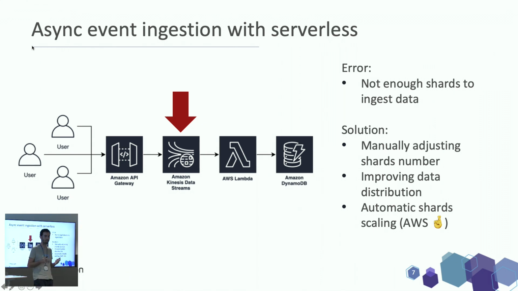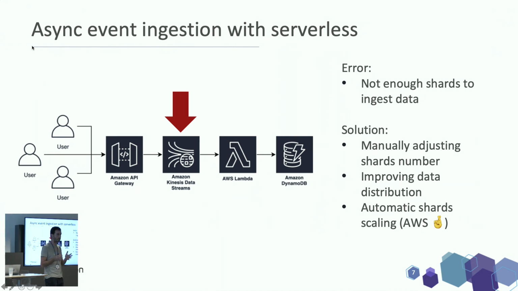Also, we can improve the distribution. For those of you who aren't familiar, when you put a record to a Kinesis, you choose a partition key. This partition key will derive the right shard that you're using. So if you're not doing it right, it happens that all your messages will get into the same shard, which is a no-no. Or there is automatic shard scaling. I hope that AWS will do that built-in someday, automatically.